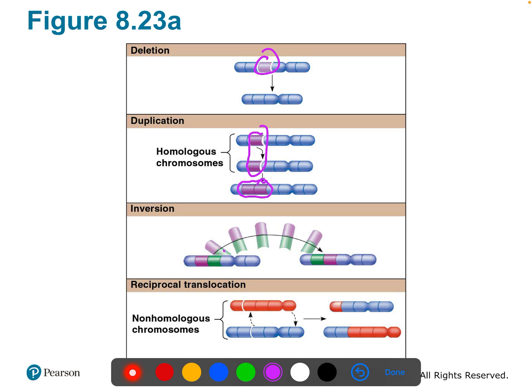In inversion, you can see the genetic information is actually kind of flipped around, so the ordering is kind of out of whack. And then reciprocal translocation is actually where you have genetic information from non-homologous chromosomes, different chromosomes, exchanging places. So now we have information that's been swapped on different chromosomes. Okay? And all these can, of course, result in different types of genetic abnormalities.